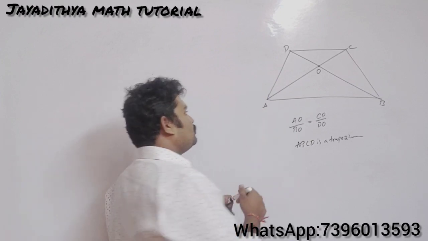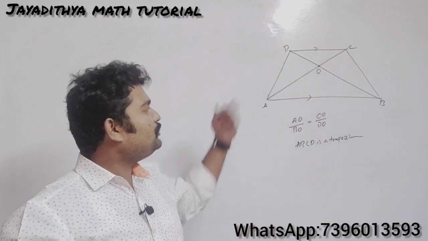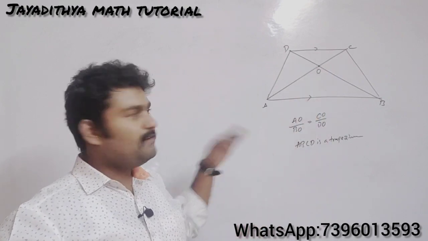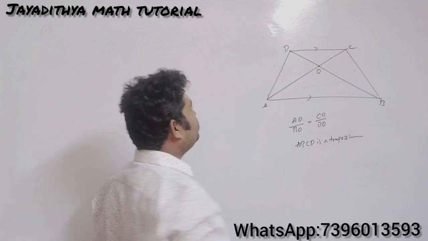That means let us try to show that AB is parallel to DC. That is our intention. We need to show that AB is parallel to DC. If AB is parallel to DC, then the quadrilateral will become a trapezium. For that reason, what do we need to do?